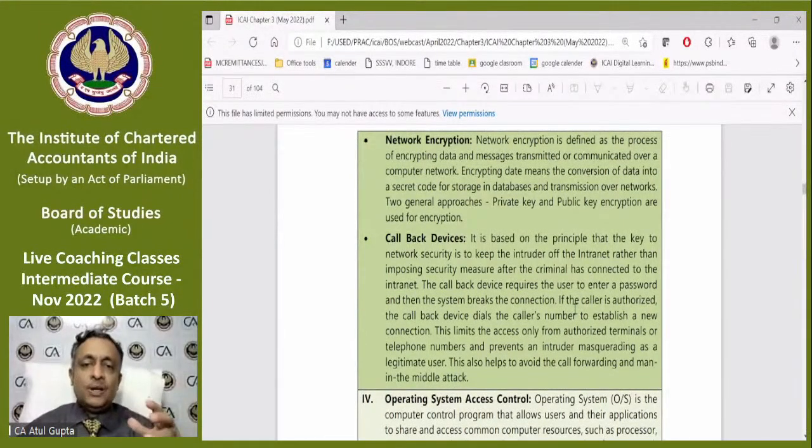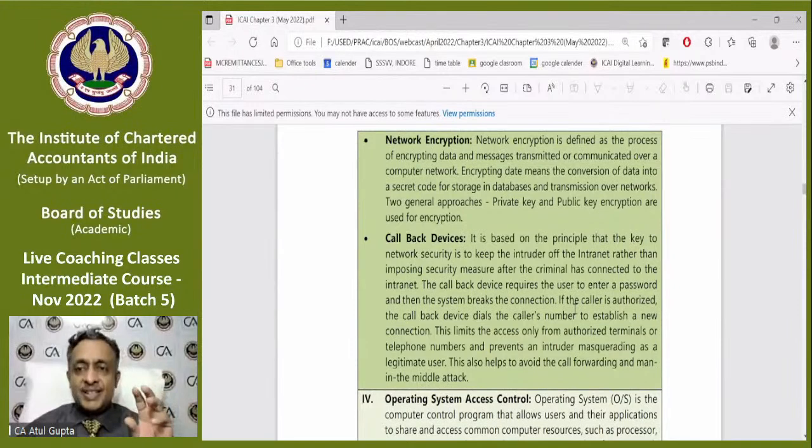So how does it work? Suppose I want to send some data to my head office, to my company. So from my location, I make a call to a secured number. That number identifies me as a user. Once I am identified as a user, the connection is cut and the company system calls me. That is call back the user. So that is called as callback device.